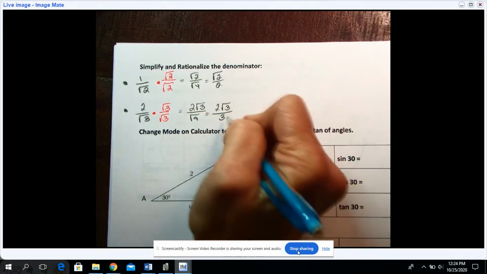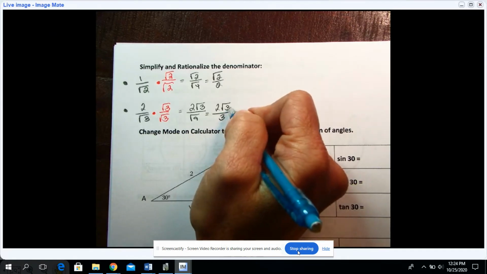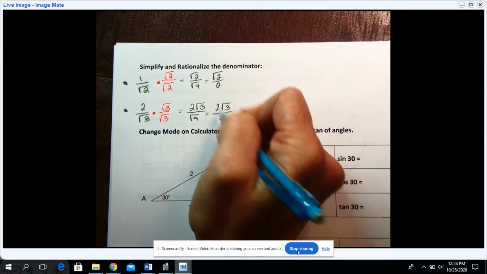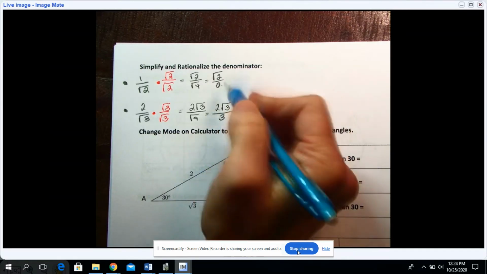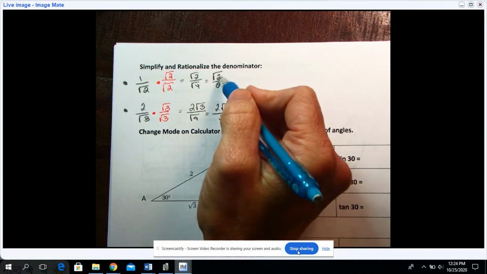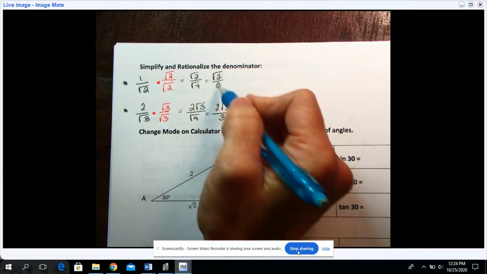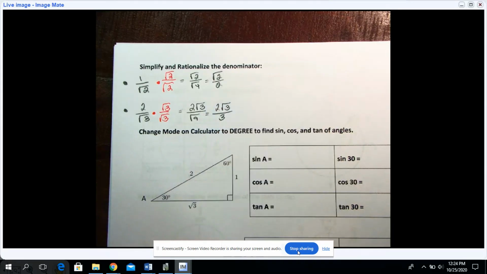And nothing reduces. I can't reduce that 3 with that 3 because that's in a radical. This is not, and then 2 and 3 do not reduce. Same thing here. 2 does not go into 2 because that is under a radical and this one is not. So that's important. But there's a shortcut that we can take.